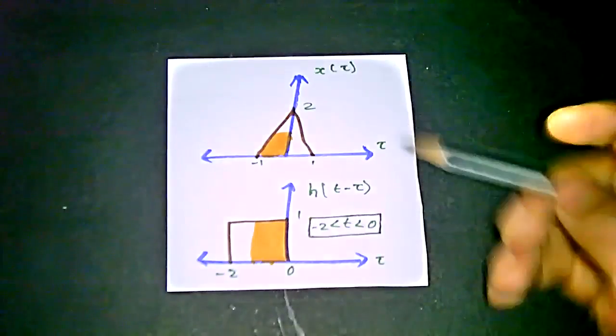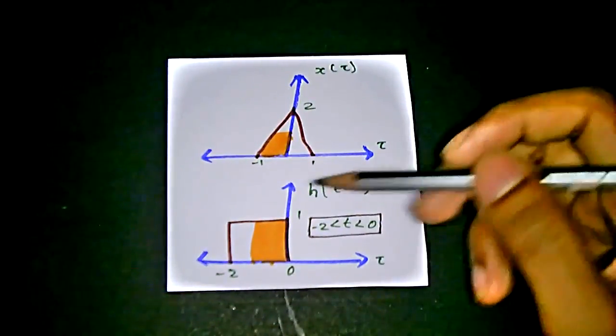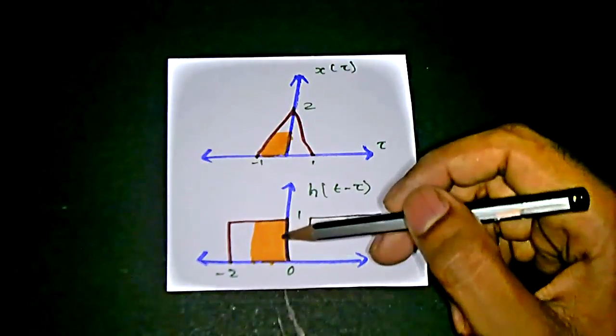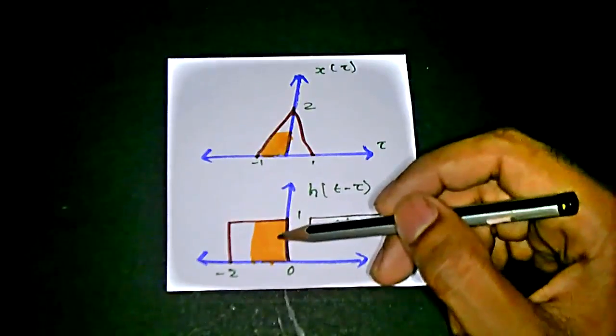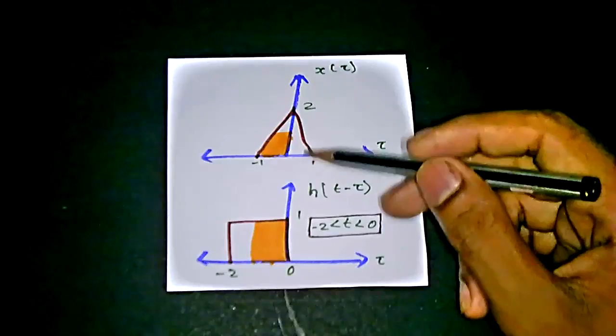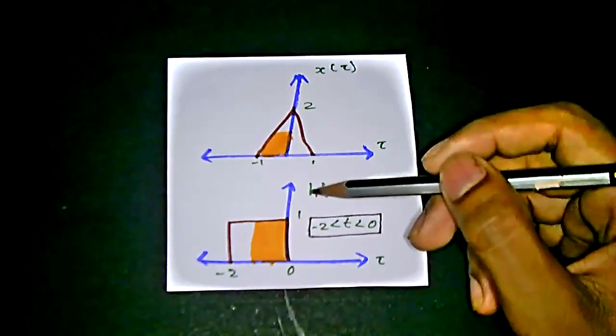So when we apply the value t equal to -1, we will get the waveform, that is we get the signal like this. The orange shaded portion is the overlapped version of the two intersecting signals. So these are the things we are looking for.